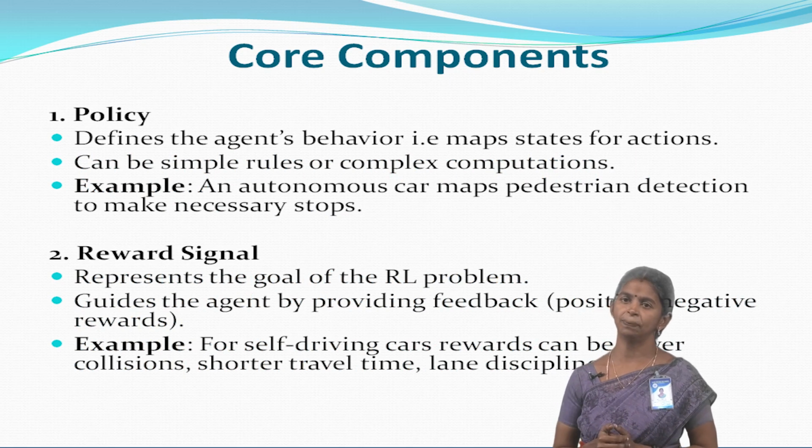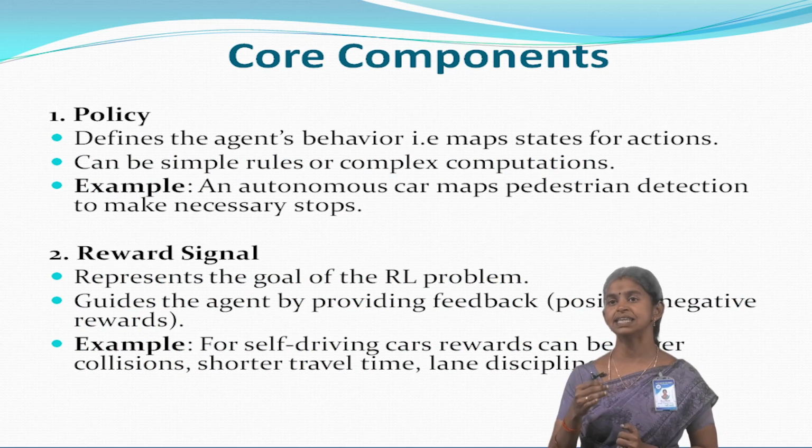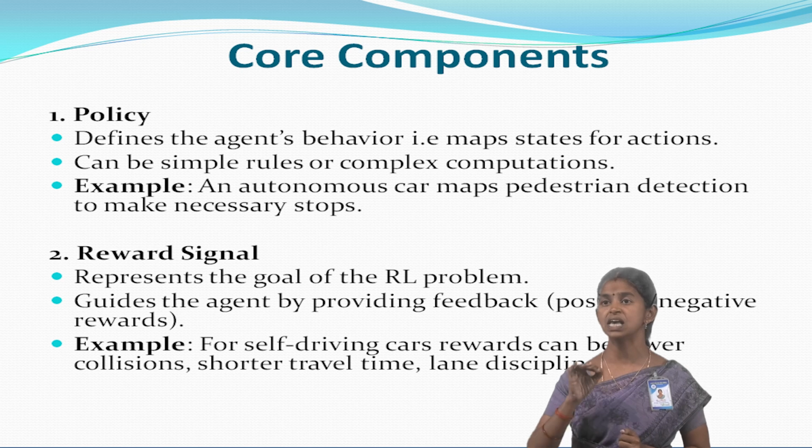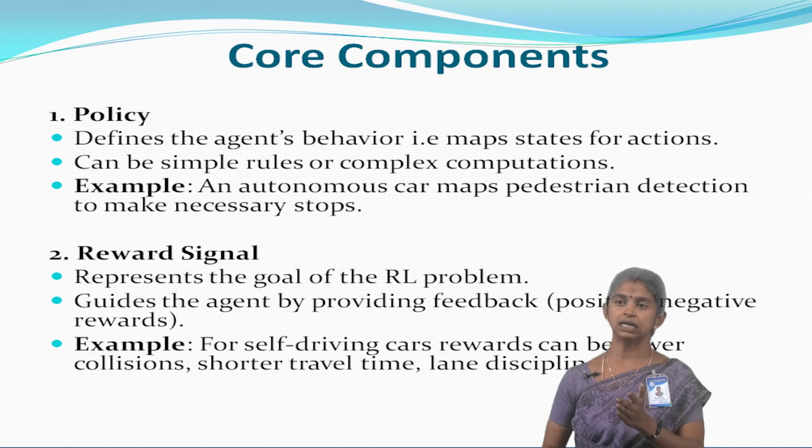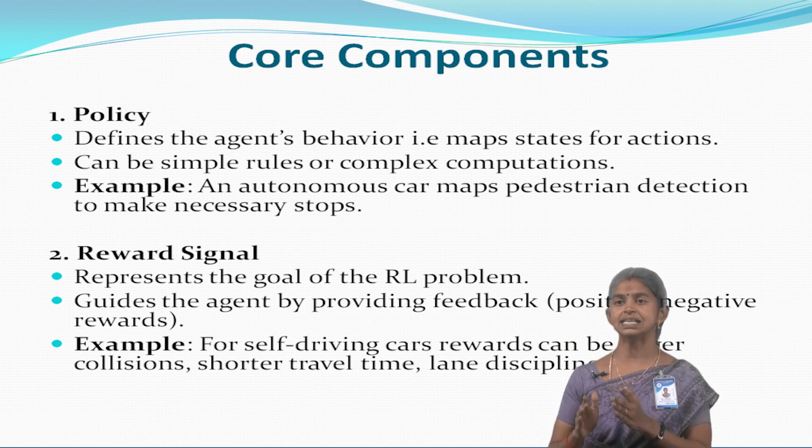What are the core components? That is policy. It defines the agent's behavior, that is, it maps state to action. It can be simple rules or complex computation. For example, an autonomous car maps pedestrian direction to make necessary steps.